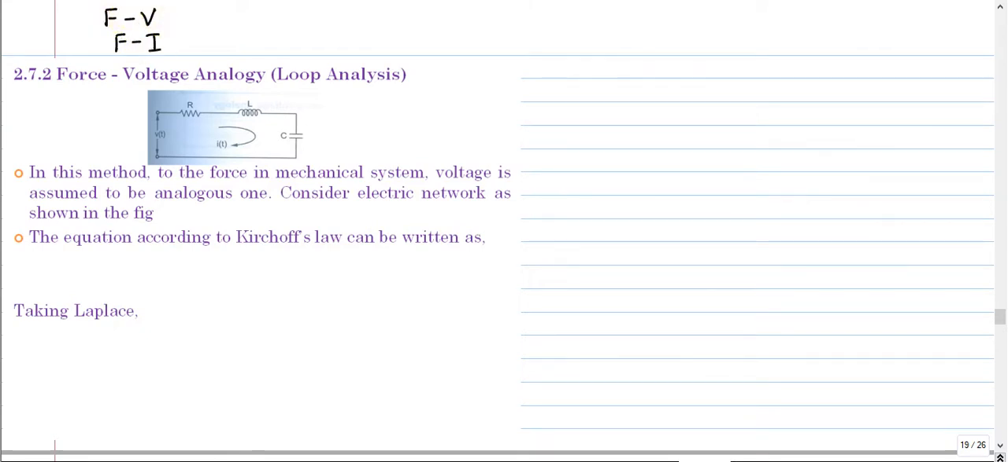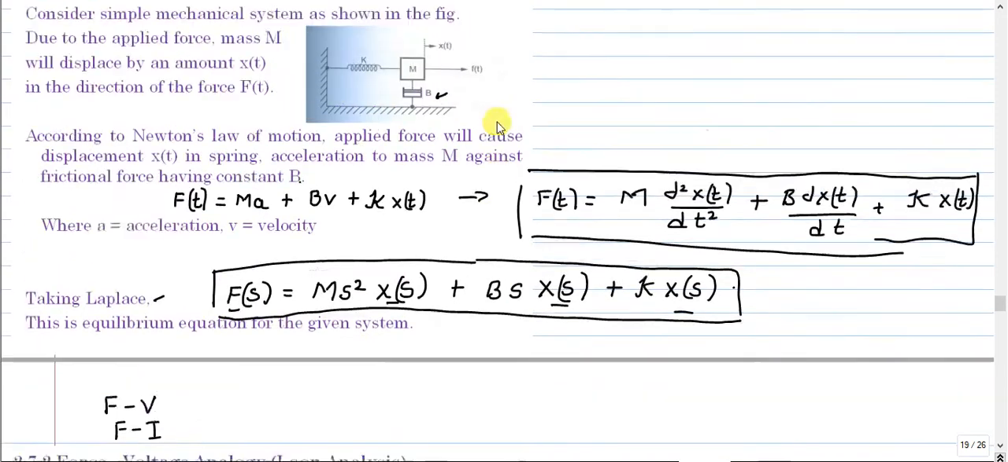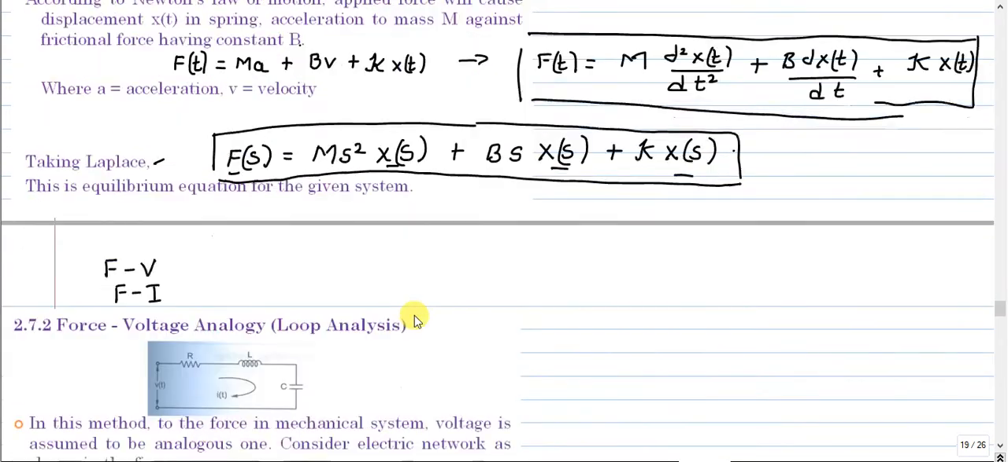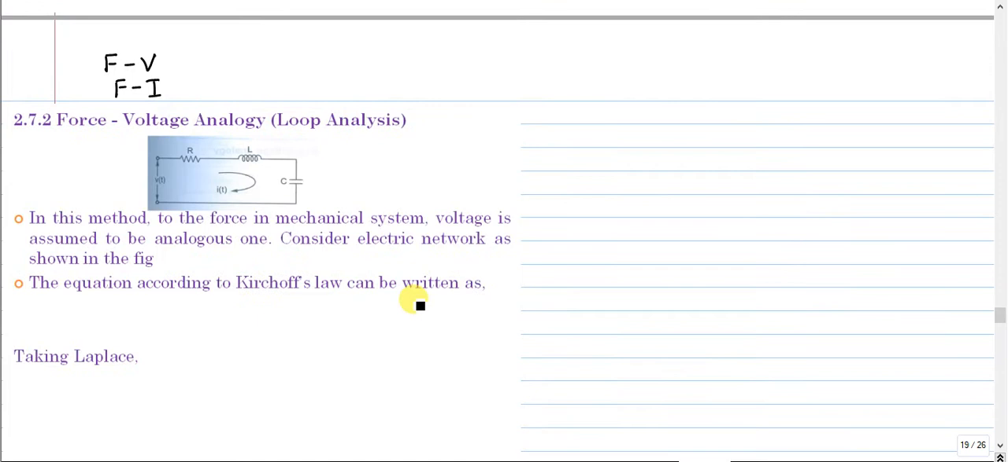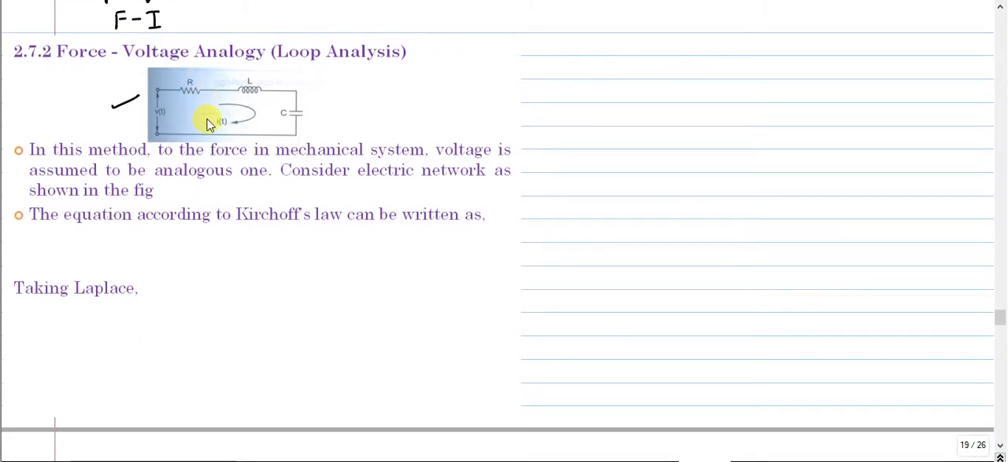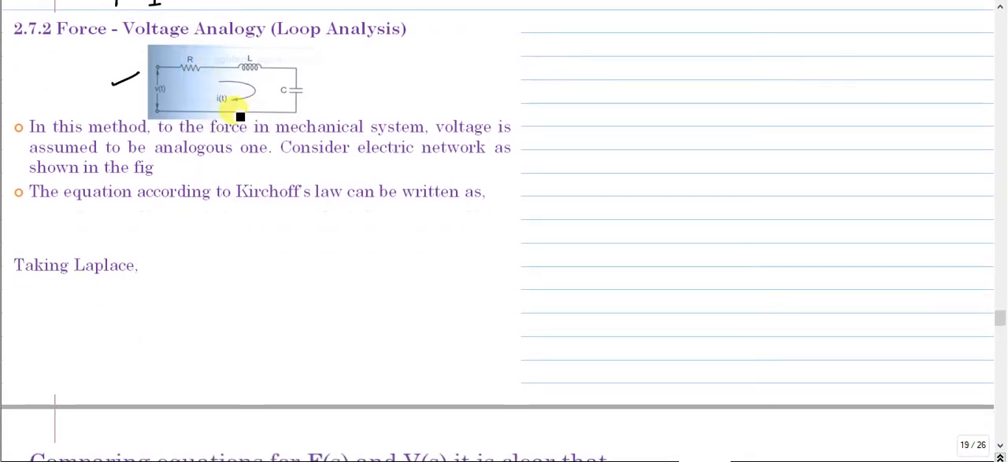So we have taken a mechanical system, and this is our mechanical system, represented by its equation. Now we are considering the force-voltage analogy and we are taking a simple circuit diagram, which consists of all three elements. In this method, to the force in the mechanical system, voltage is assumed to be the analogous one. Please make a point. So we should consider an electrical network as shown in the figure.